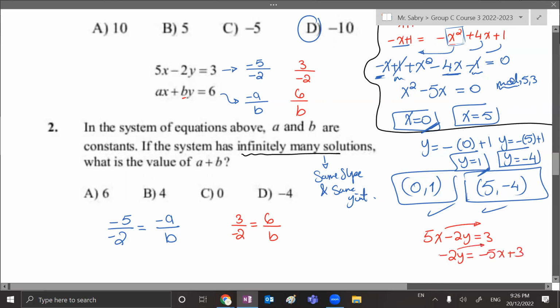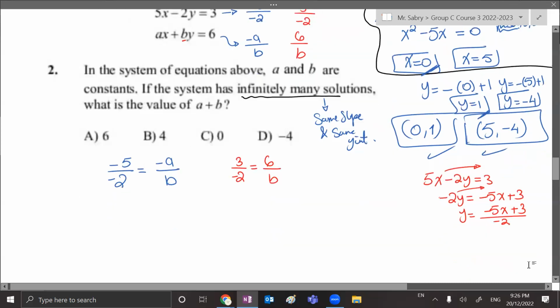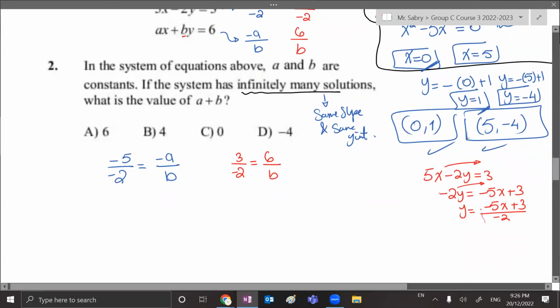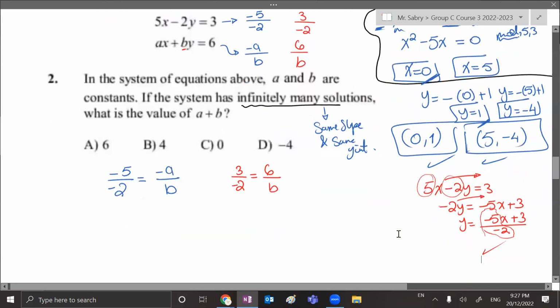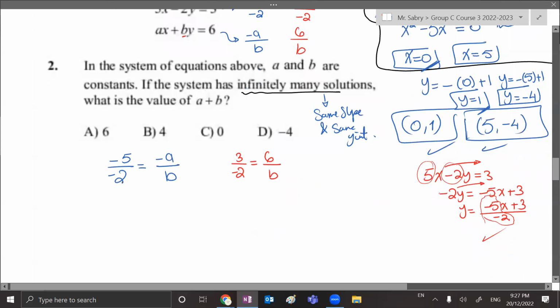And then move the negative 2 to the other side by division. So then negative 5x plus 3 divided by negative 2. If you notice, then the slope is now negative the number 5 over negative 2, which gives us a quick shortcut, and we said negative الرقم اللي جنب الx over الرقم اللي جنب الy would get me the slope right away. طيب, so what I did here is I made the slopes equal اهم, and I made the y-intercepts as well equal اهم.